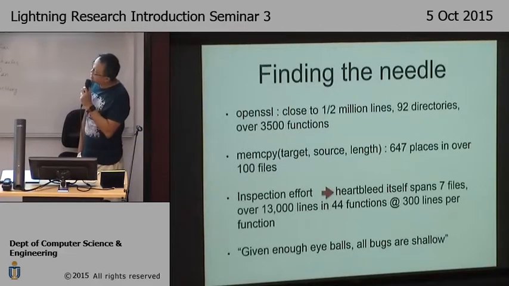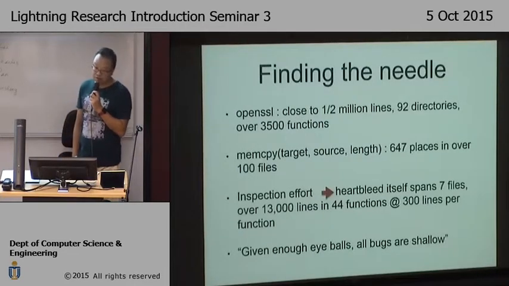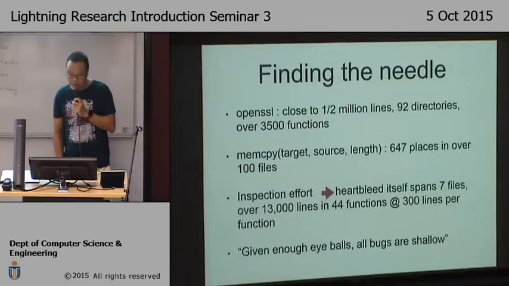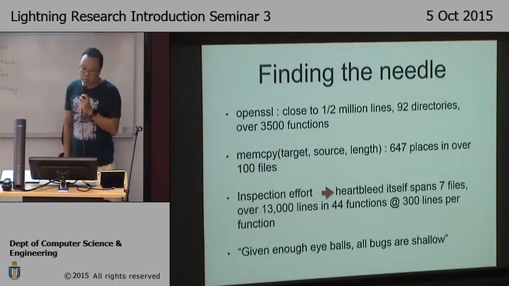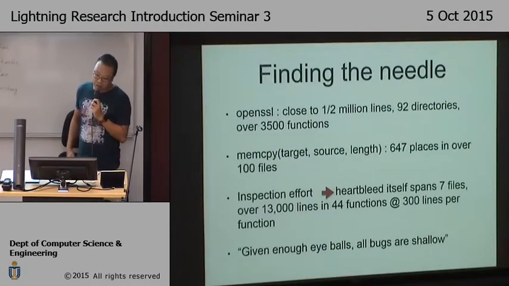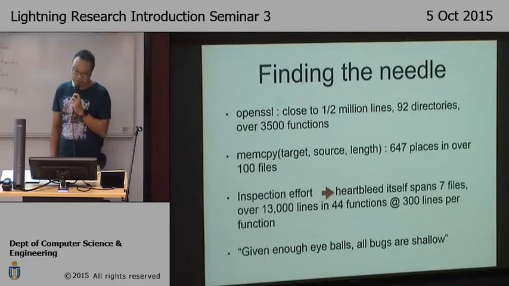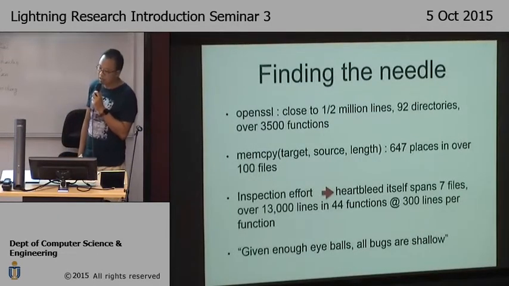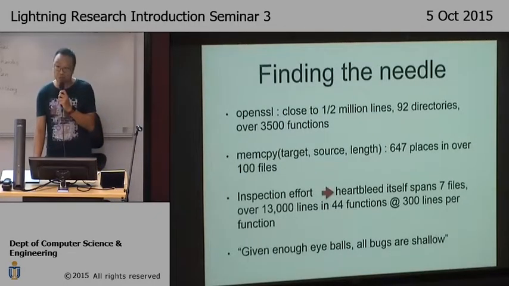The problem is that this is a very hard bug to find. OpenSSL is close to 500,000 lines of code, over 3,500 functions, and this memory copy appears in 600 places in the program. For the Heartbleed bug itself, it spans 7 files over 13,000 lines in 44 functions. Just think about the effort of inspection.